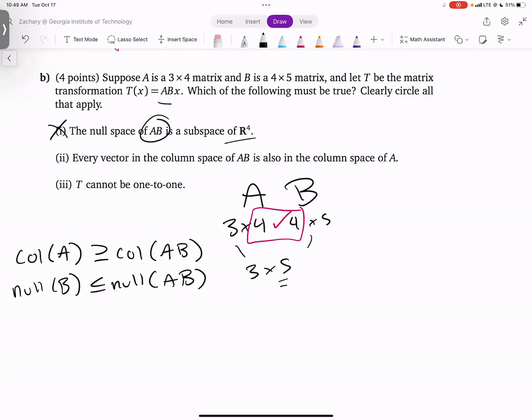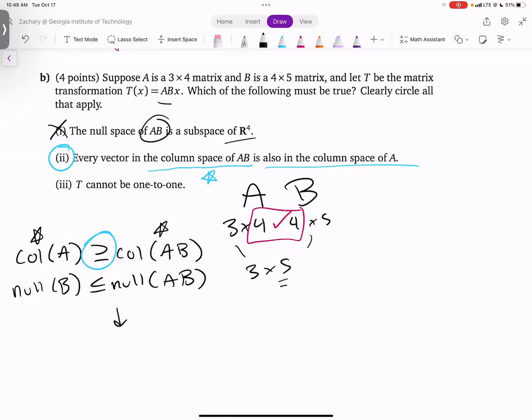So what I mean by that is column space of A is the biggest the column space of AB can be. It can be smaller, okay? It doesn't have to, though. So this is saying every vector in, oh, sorry, this is backwards. In the column space of AB, also in the column space of A, that has to be true because it's always contained within. So this is true, okay?